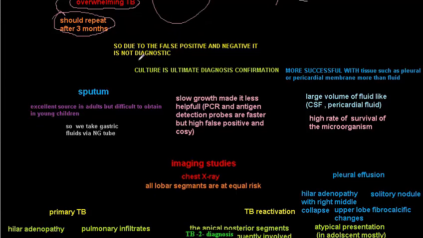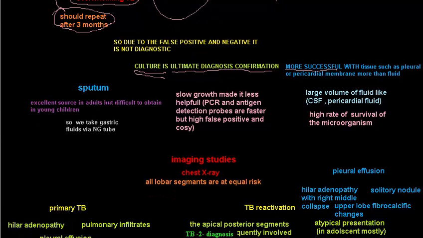So we have to add something that is diagnostic. Culture is the ultimate diagnostic confirmation of TB. It is more successful than the tuberculin skin test. The culture is best done with tissue, such as pleural or pericardial membrane, better than taking fluid.